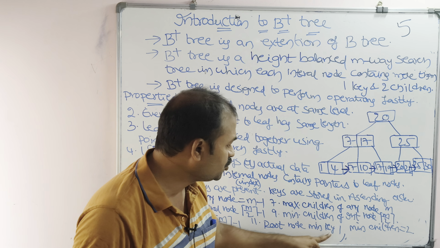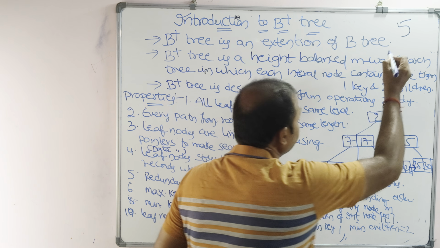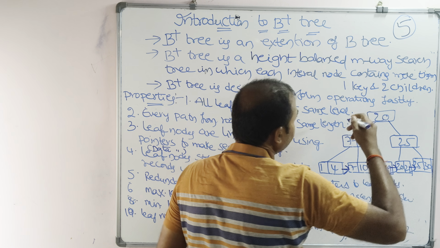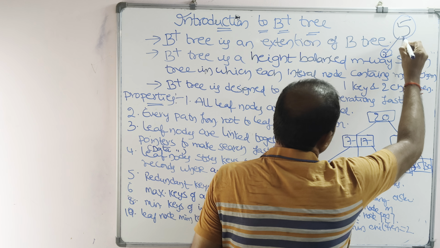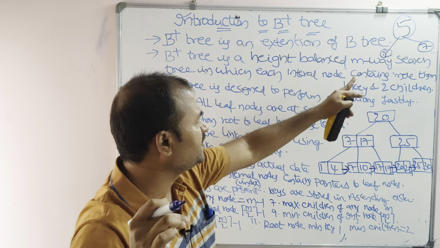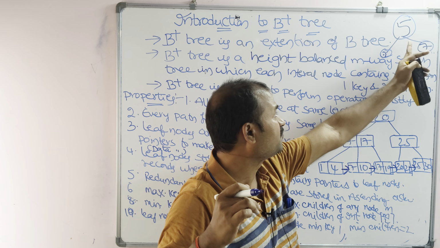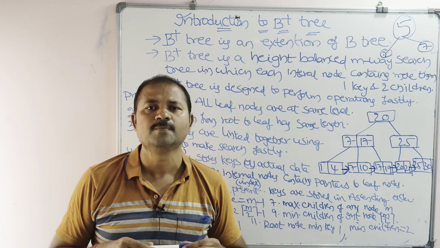Next, coming to the root node, it can have a minimum key of 1. So minimum key is 1. Next, minimum children of the root node are 2. So this is one child, this is another child. So minimum key of the root node is 1, whereas minimum children of the root node is 2. So this is about the introduction to B+Tree.